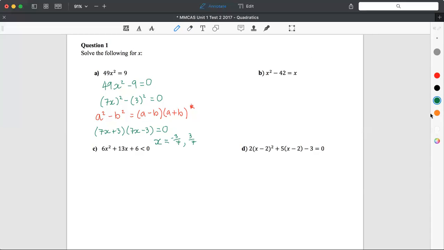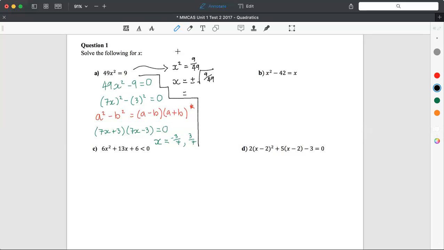The other way, I think, is a bit more straightforward. Because there's only one x squared term, we can just rearrange and solve it. So if we take this over here and say, all right, well, 49x squared equals 9, then x squared, we can divide both sides by 49, so we're going to get 9 on 49. Now we need to take the square root of both sides. So remember, when we take the square root, it's plus or minus the square root of 9 on 49.